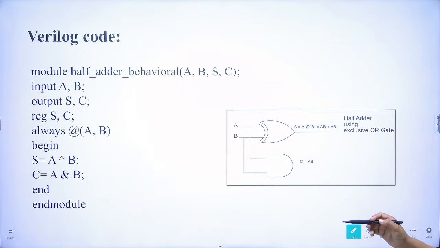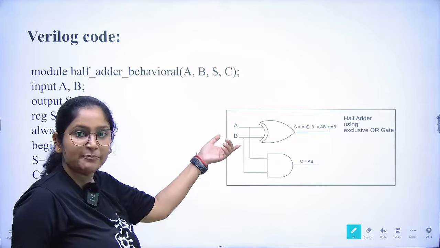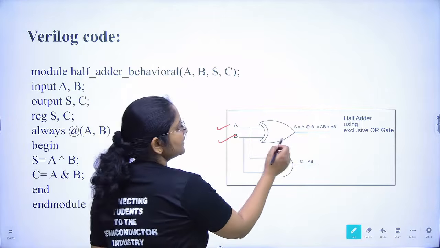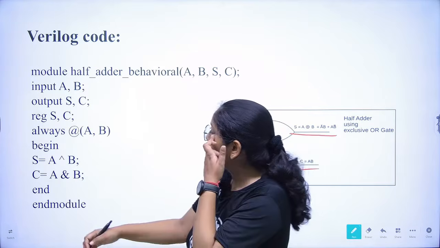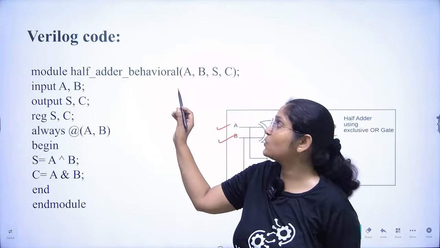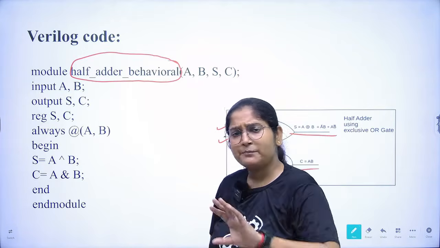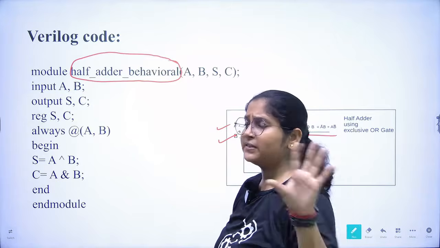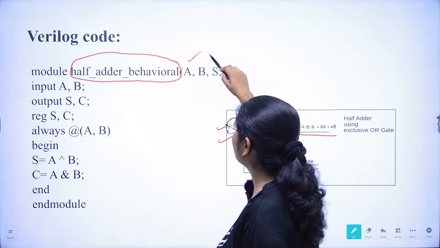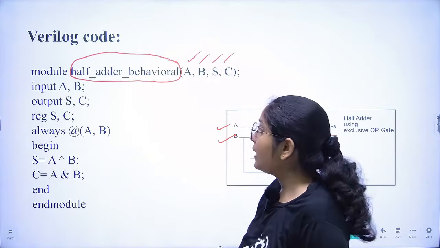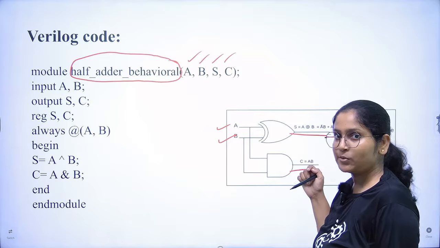See here, this is a half adder. We have inputs A and B, and this is your sum and this is your carry. Now see here, behavioral modeling as I am discussing. I have taken the name half adder behavioral. The rest, like the declaration of ports, will remain the same. You have declared your input ports A and B, and sum and carry are the output ports.